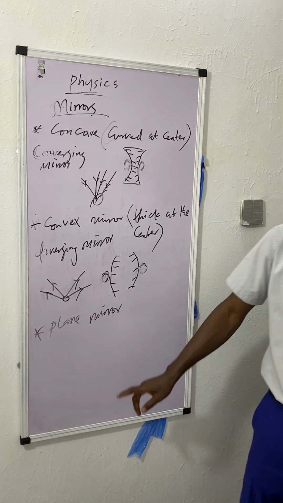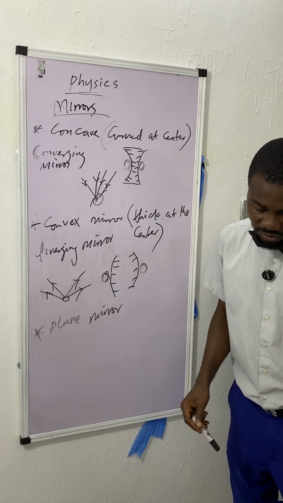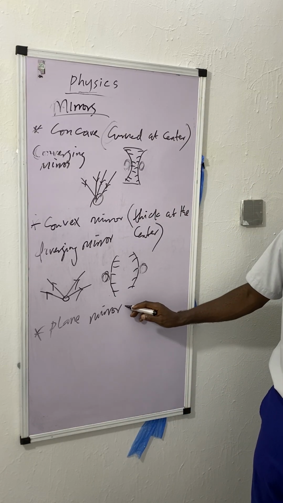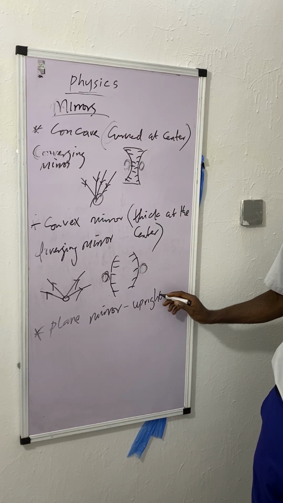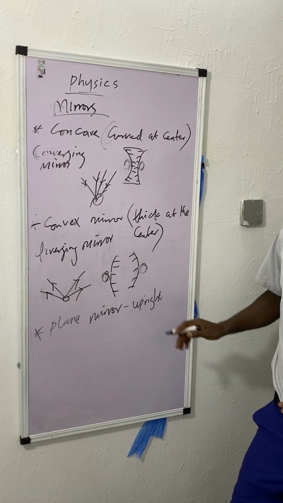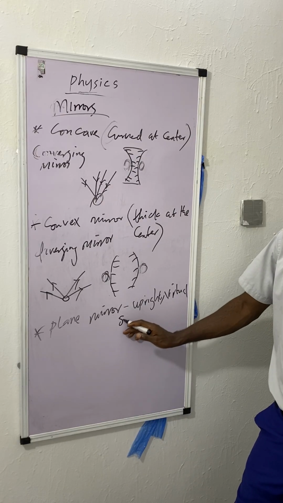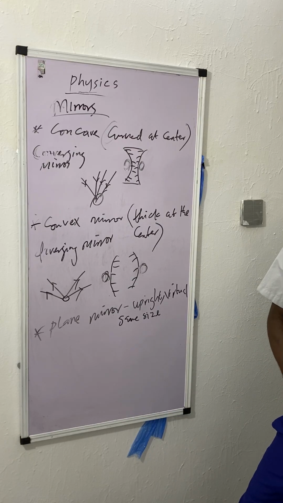So the image formed by a plane mirror is usually what? Let me get a marker. The image formed by a plane mirror is usually upright. That is straight, it's not inverted. It's virtual. And it's what? Same size. All right. Same size as the object.